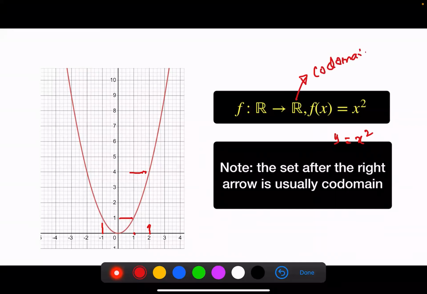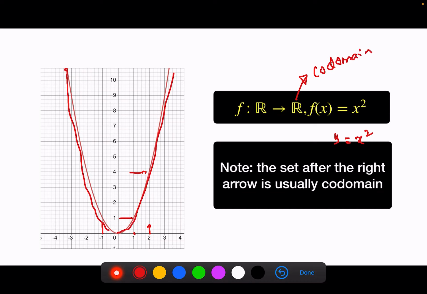For example, if you consider this same function, you don't have any y values below 0. Your y values are not negative because you have a square function. But you are saying you are mapping to R, so you are not trying to map to all elements in R. You just have to keep in mind that to the right of the arrow, whatever set we write is actually the codomain. It is not the range, it is the codomain.